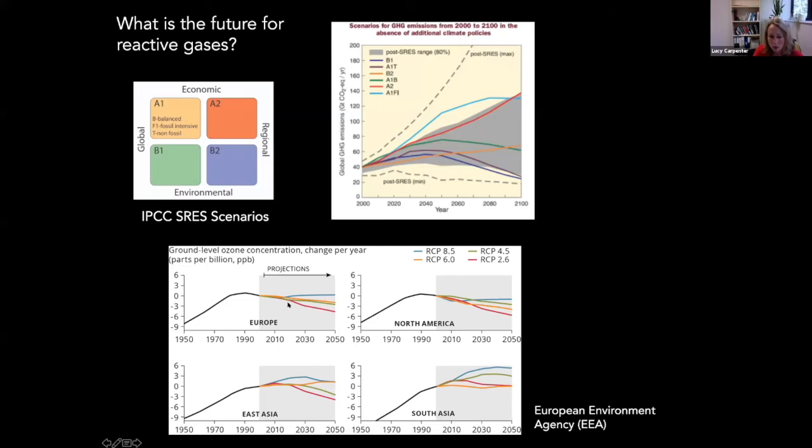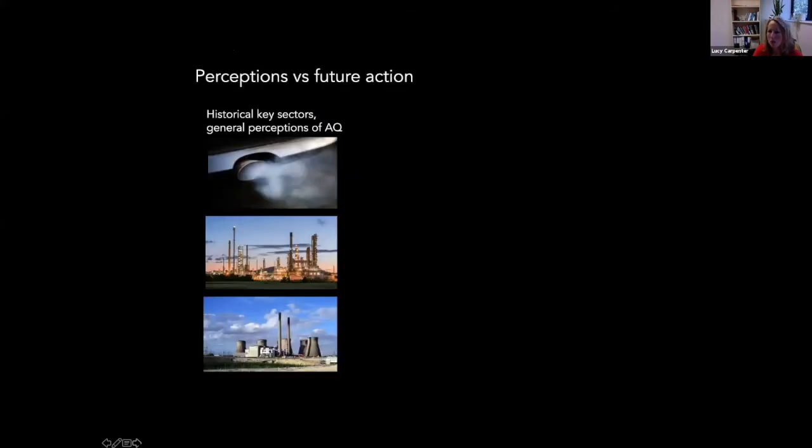So most of the scenarios show Europe and North America continuing to decline in ozone, except if methane remains very, very high. So methane is really important to control. And those in Asia continue to rise for some time before hopefully they will eventually decline. It's interesting, though, that we are at this junction where historical sources of pollution are maybe a little bit different to the ones that we've got going forward.